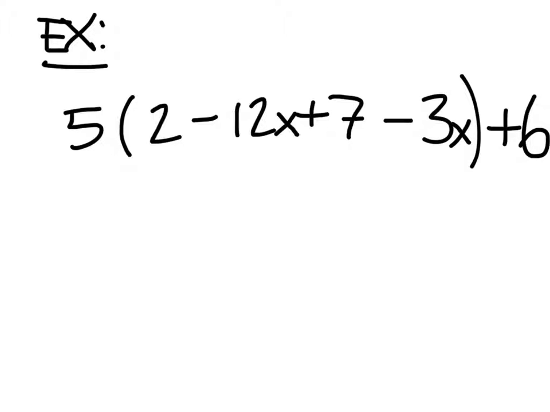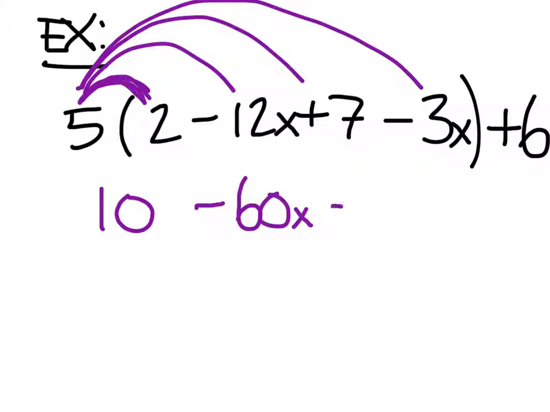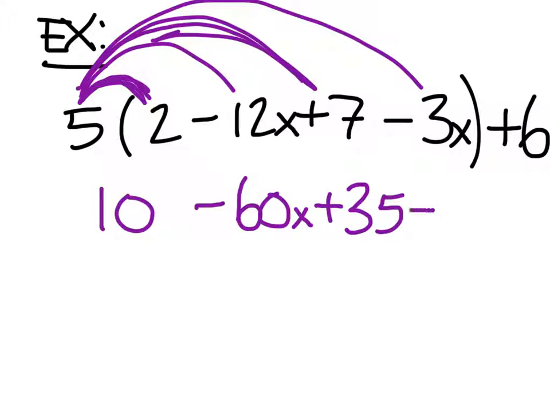Okay? All right, so I distribute the 5 in here, like this. So 5 times this, remember, is multiplication. 5 times 2 is 10. I keep this minus. 5 times 12x would give you 60x. I'm going to keep that plus. 5 times 7, 35. We'll keep the minus. 5 times 3x, 15x. Very good.